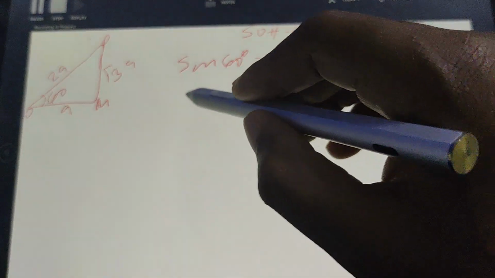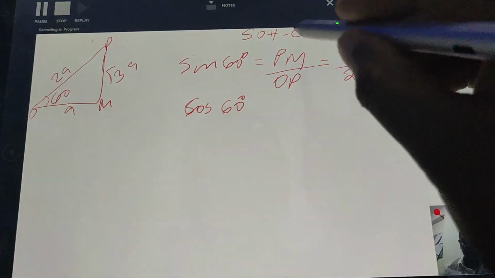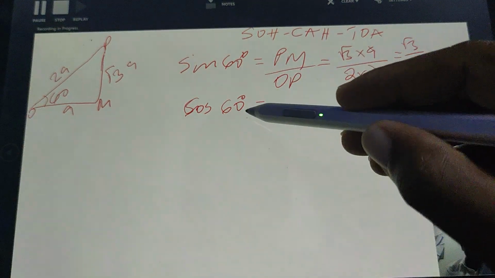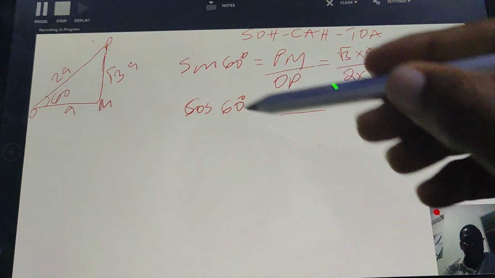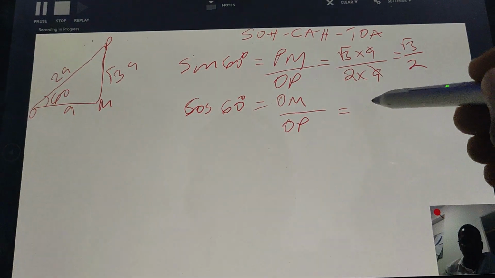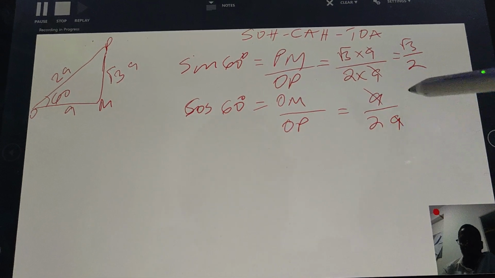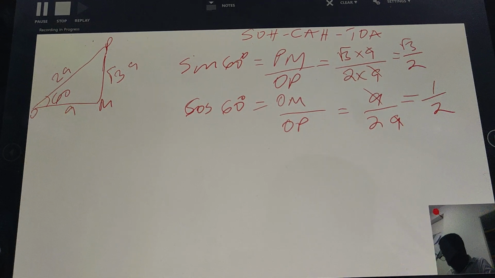And let's look at cos 60 degrees, which is adjacent over hypotenuse. Our adjacent is OM over hypotenuse OP. OM is A over OP, 2A. So that and that will go, remaining with 1 over 2. Cos 60 degrees, the trigonometric ratio, is a half.